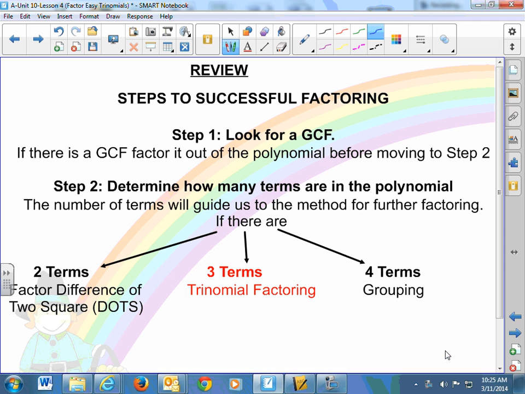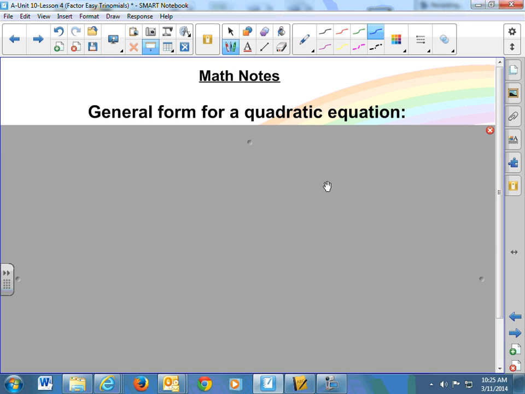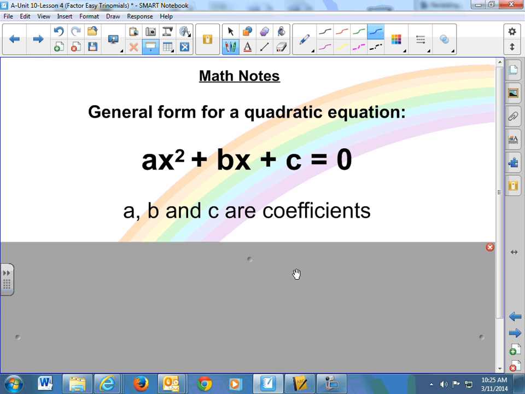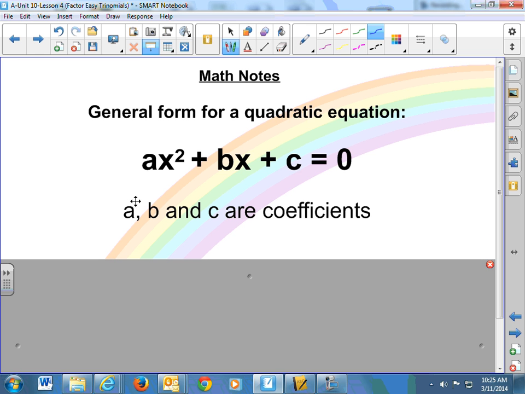The second step is to determine how many terms are in the polynomial. Our last lesson was on 4 terms, where we did factor by grouping. Today, we're going to work with 3 terms, which is called trinomial factoring. The general form for a quadratic equation is ax squared plus bx plus c equals 0. A and b and c are the coefficients.